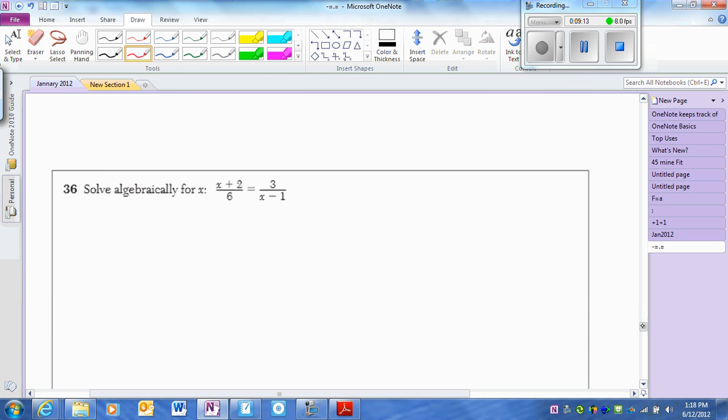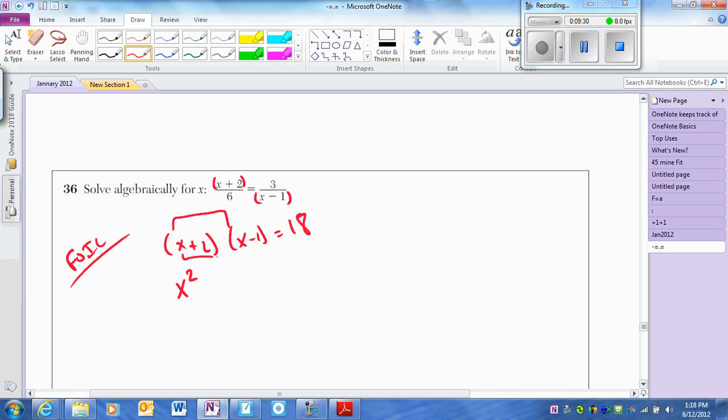Alright, next problem. Cross multiply. So you get x plus 2 times x minus 1 equals 18. Obviously we have to FOIL here. First, outer, inner, last. First gives me x squared. Outside gives me negative 1. Inside gives me 2x. Minus 2 equals 18. Bring the 18 over and combine. I get x squared plus x minus 20 equals 0 because I subtracted 18.